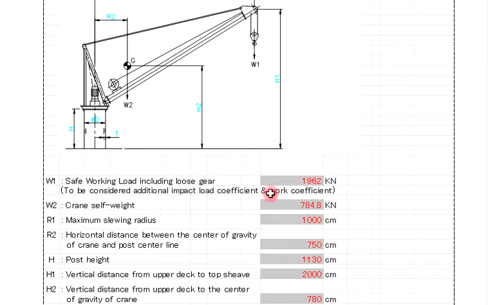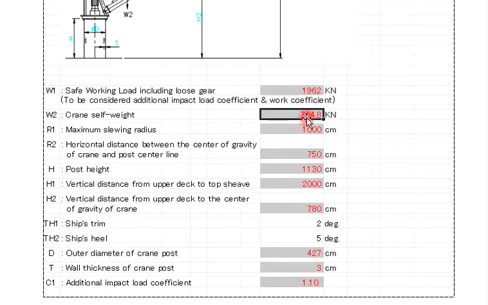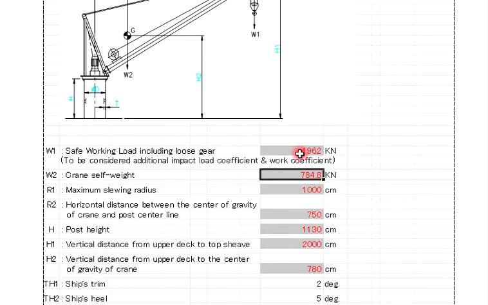So all this input you need to change, depending on your crane manufacturer info. Let's say this one, W1, is the safe working load including loose gear, right? So this is to be considered with additional impact load coefficient and work coefficient, so it is around 9962 kilonewton. And then the crane self weight is around 784.8 kilonewton. So you need to change this one, depending on your current crane pedestal.